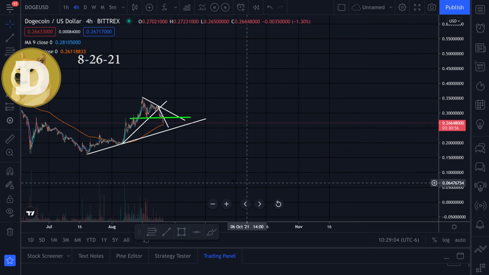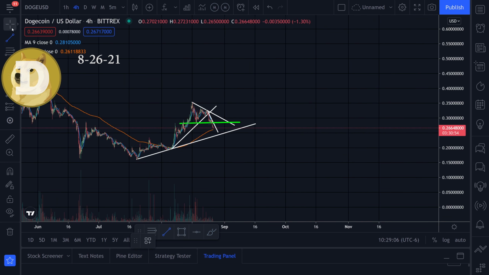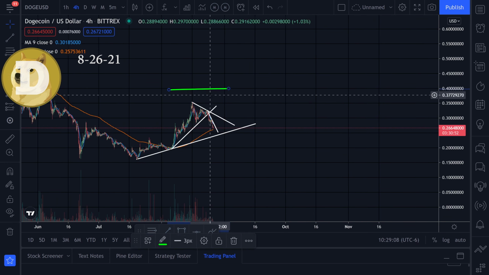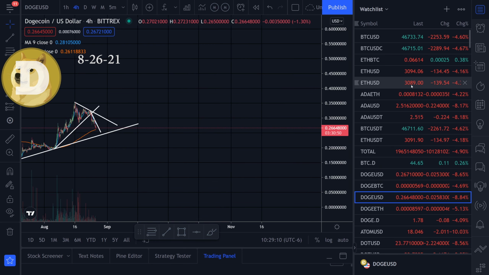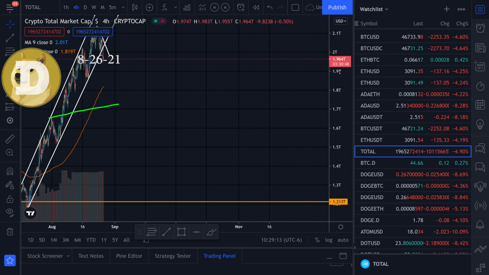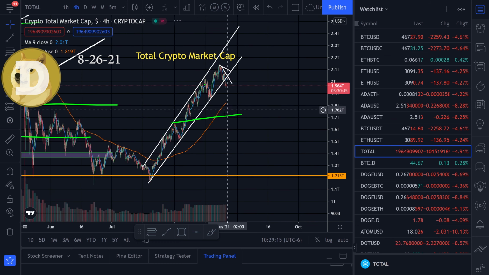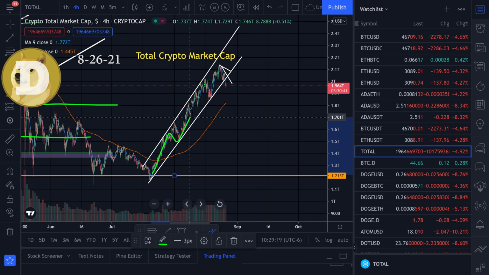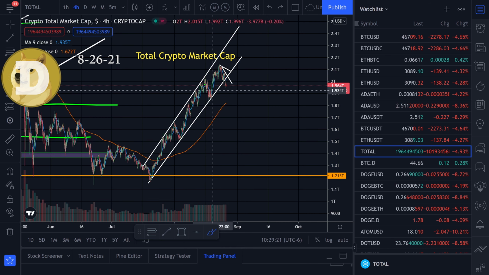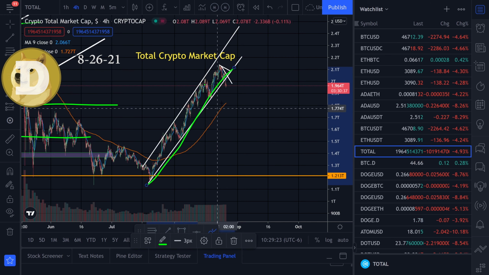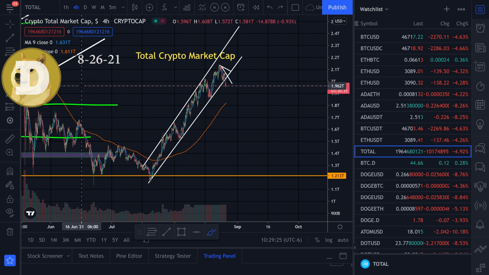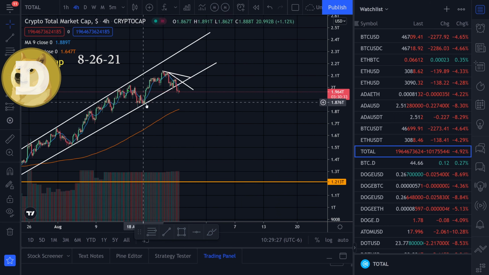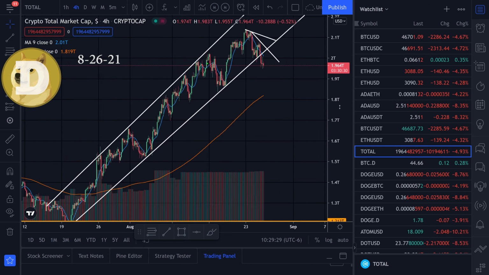But if we look at the total crypto market cap, that's another interesting thing that we've been watching. And I've been talking about this channel right here. Let me show you something like this. We had this upward channel going something like this. And I was saying until we break this bottom trend line going to the downside, then we don't really have to worry about it. And it looks like we broke it to the downside, guys.